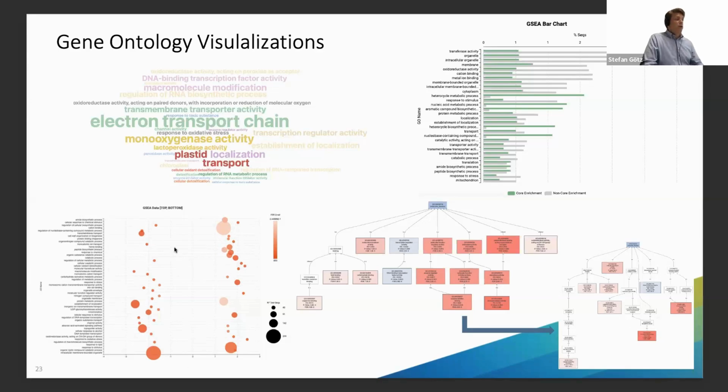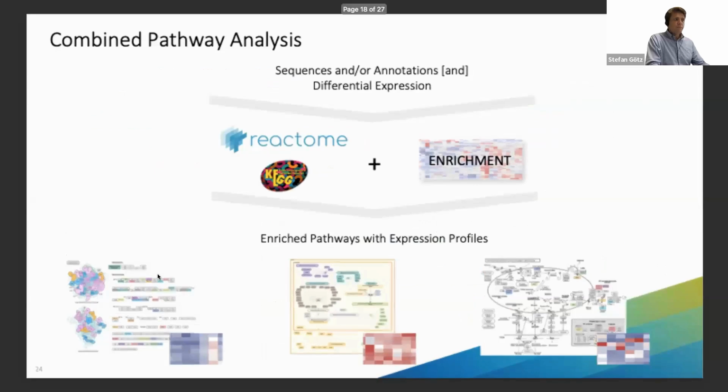And then we have the bubble plot, which got popular more recently, where you can see the amount of sequences associated to a certain function represented by the bubble size, and the statistical significance by the color. So that comes in handy as well.